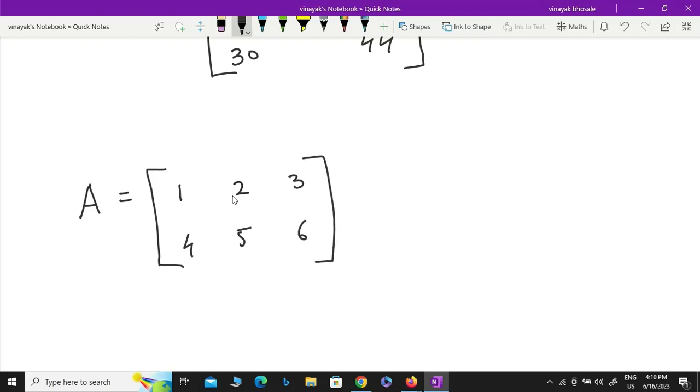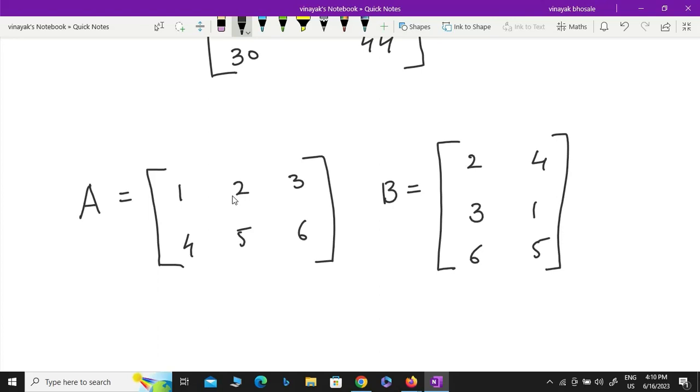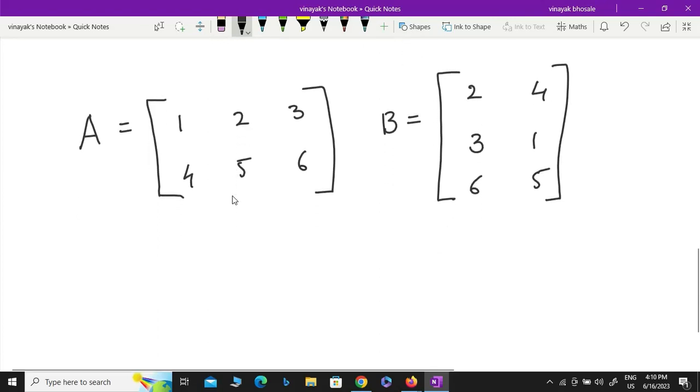Okay, and I'm going to create another matrix called B, and it is going to have these values. So 2, 4, 3, 1, let's say 6, and let's say 5. Okay, as you can see, the dimensions of these two matrices are different. The dimension of this matrix A is going to be 2 cross 3, where 2 is the number of rows and 3 is the number of columns.